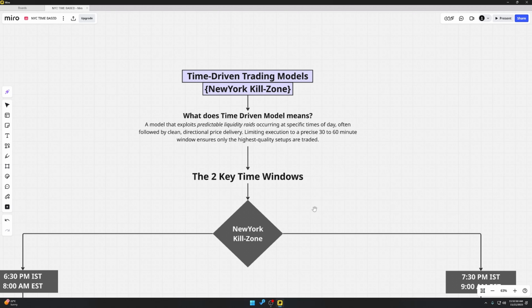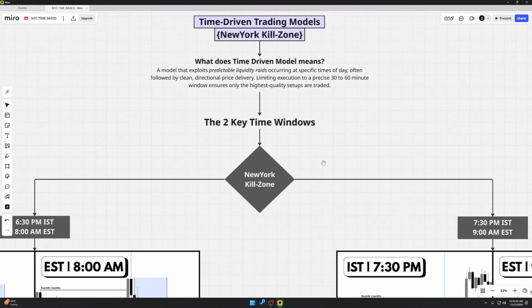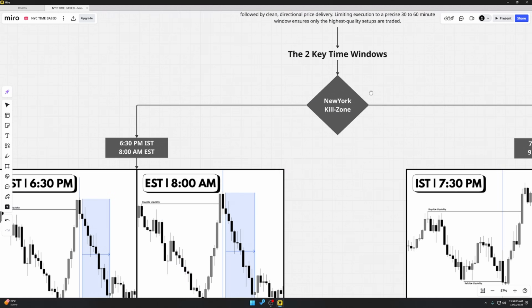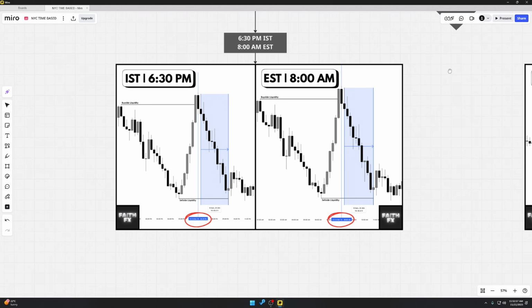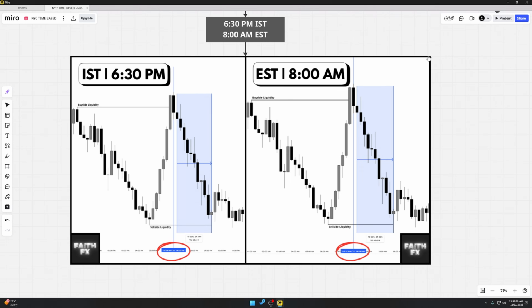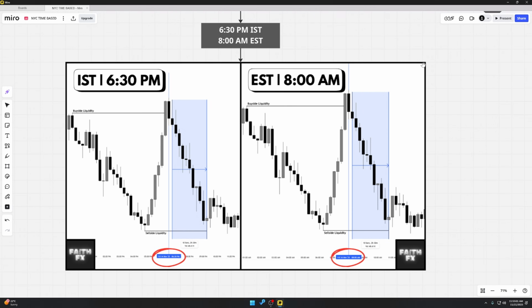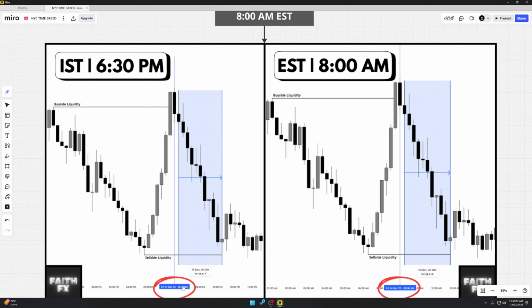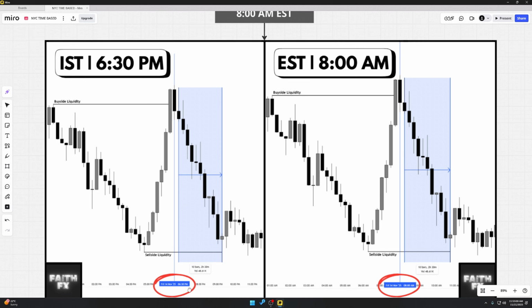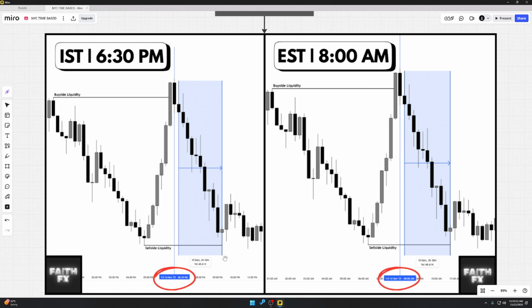Now, in the New York Killzone, we have two key times. The first key time is 6:30 p.m. Indian Standard Time, which corresponds to 8 a.m. Eastern Standard Time. Look at this example. We have a buy-side liquidity sweep occurring exactly at 6:30 p.m. IST, and the market immediately moves straight toward the sell-side liquidity.